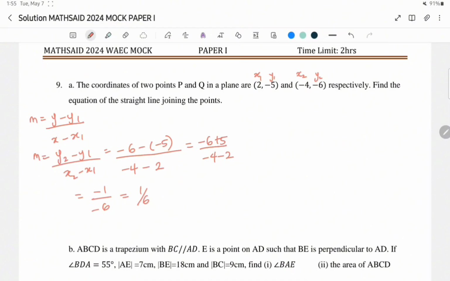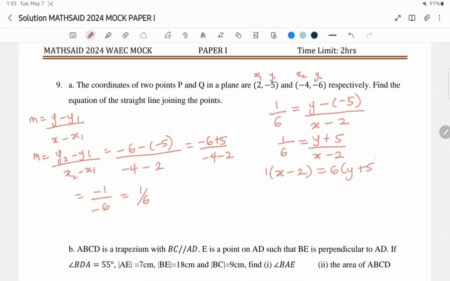So that means, coming back to the first formula that I've written here, 1 over 6, which is m, the slope or the gradient, equals y minus y1, in this case, negative 5, right? Divided by x minus x1, which is 2. So we'll have 1 over 6 equals y plus 5 divided by x minus 2. Well, we can cross multiply. That means 1 into x minus 2 equals 6 into y plus 5. That would mean that x minus 2 equals 6y plus 30, right?